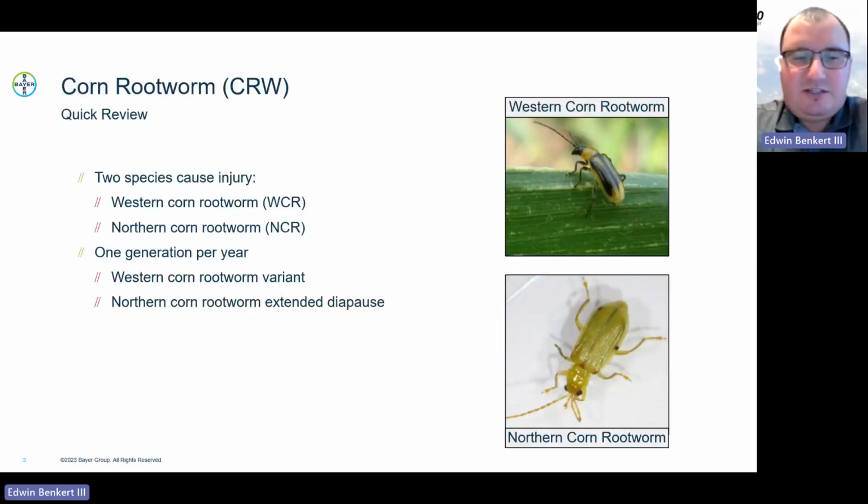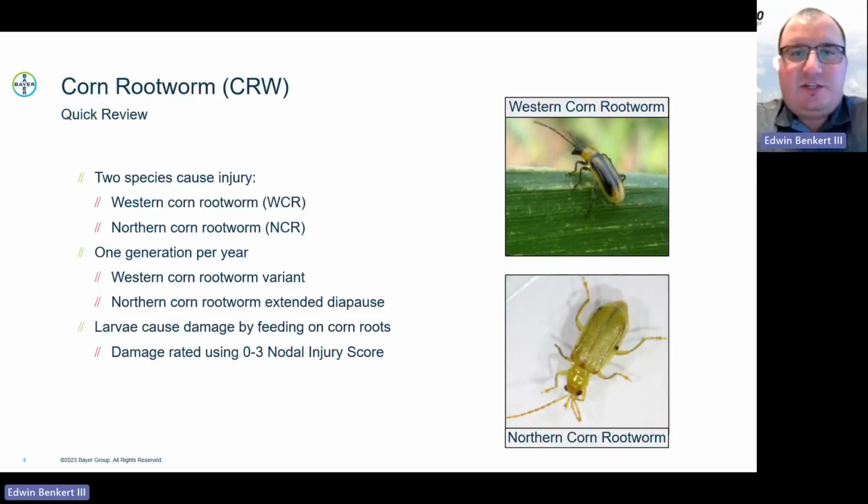The other life cycle adaptation is the northern corn rootworm that exhibits extended diapause. In this situation, diapause is that overwintering period as an egg, and populations of northern corn rootworm that have extended diapause, instead of hatching every year, are going to hatch every other year. So again, it's an adaptation to get around crop rotation. Northern corn rootworm with extended diapause is probably a little more common in Canada, occurring in some pockets there, so you're probably a little more familiar with that one.